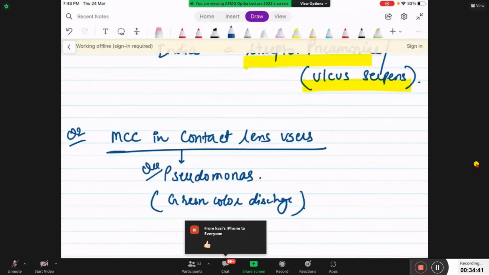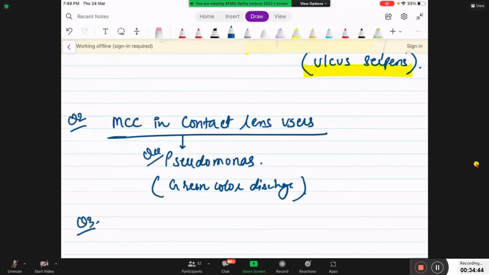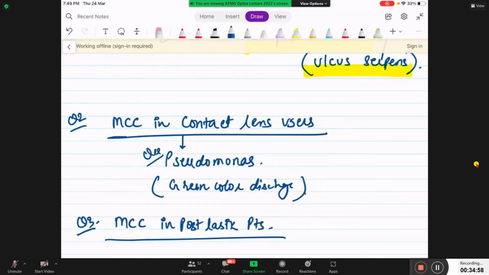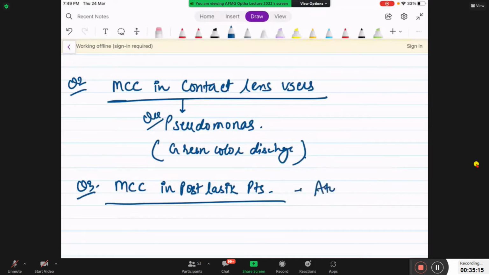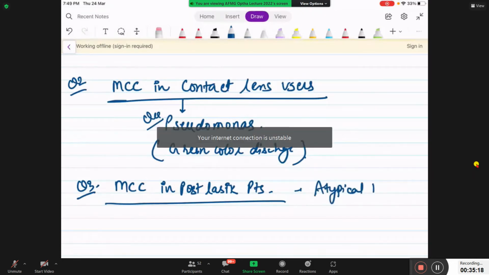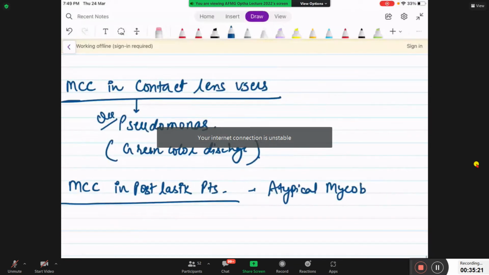All right. Next important question right now. Question number 3. Most common cause of bacterial corneal ulcer in post-LASIK patients. So the patients who have undergone refractive surgery, LASIK, get infections of these bacteria. Write down. Answer is atypical mycobacteria.